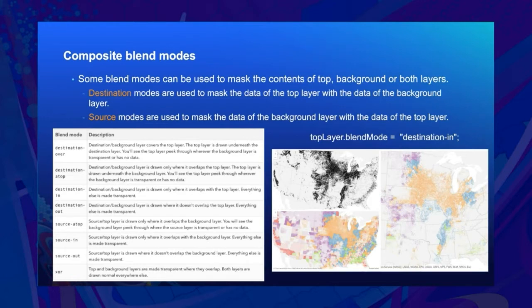So I'm not going to go through all of those composite blend modes because there are a lot of them. Instead, I'm going to suggest that you take a look at the SDK document on blend modes. The SDK doc goes into detail exactly how destination or source modes are masking out the data. Now, any blend modes that start with source will block or mask out the data of the background layer using the data from the top layer.